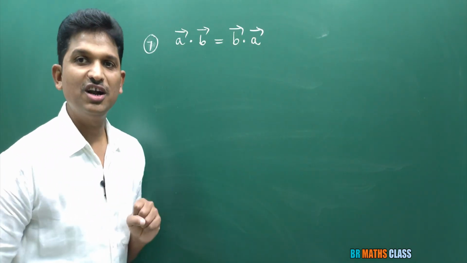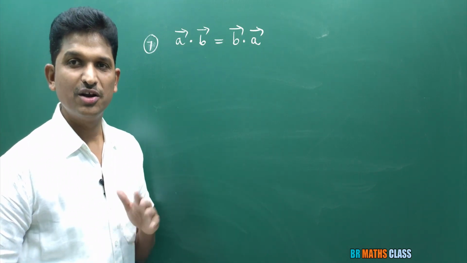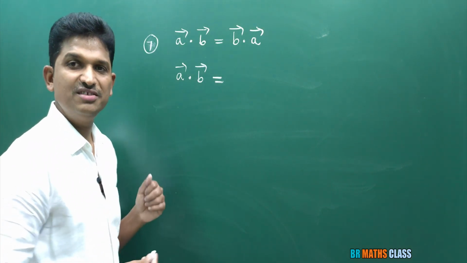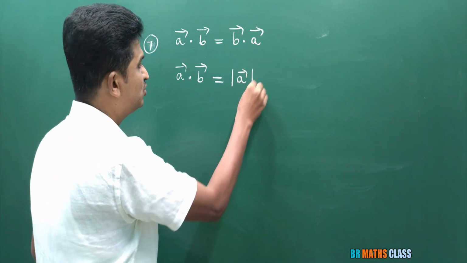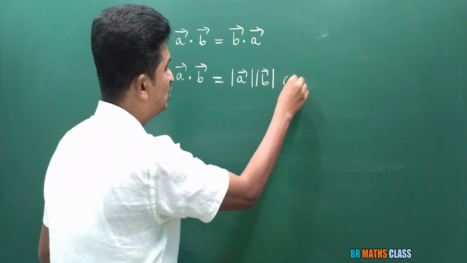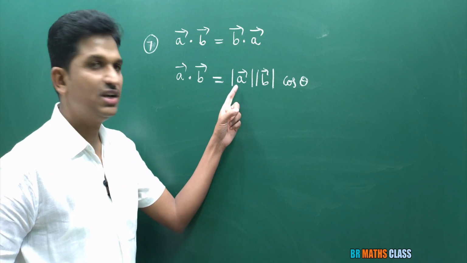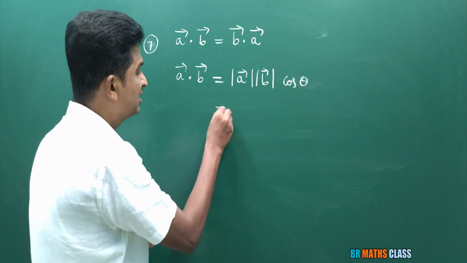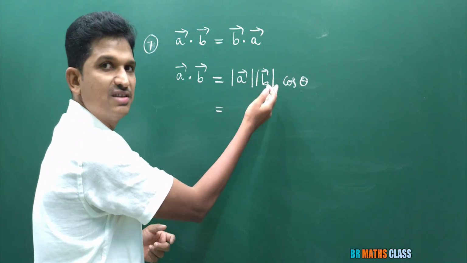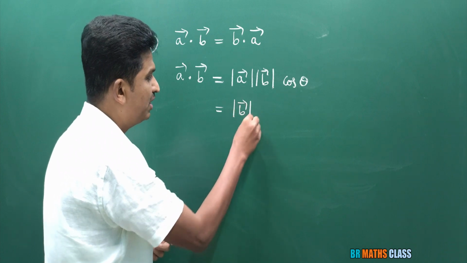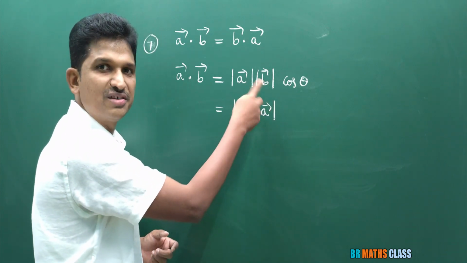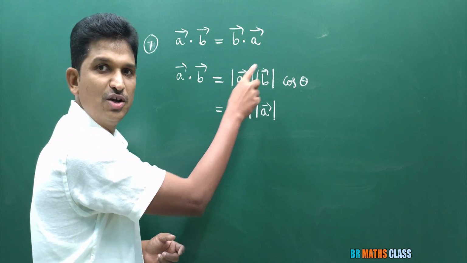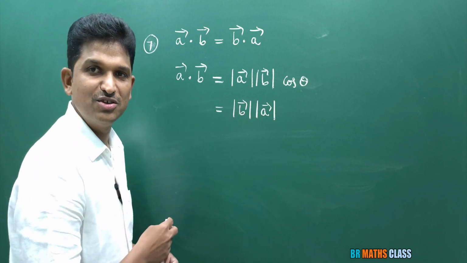Seventh point. A bar dot B bar is same as B bar dot A bar. Why? I'll try to explain. Here I considered A bar dot B bar. As per the definition, what is A bar dot B bar? A bar dot B bar is magnitude of A bar into magnitude of B bar into cos theta. Right? You know that magnitude of A bar is a scalar, magnitude of B bar is a scalar. So here, as these two are scalars, I can write them like this also: magnitude of B bar into magnitude of A bar. Because these two are scalars now. We know that 2 into 3 is same as 3 into 2. Like that, magnitude of A bar into magnitude of B bar can be written as magnitude of B bar into magnitude of A bar.